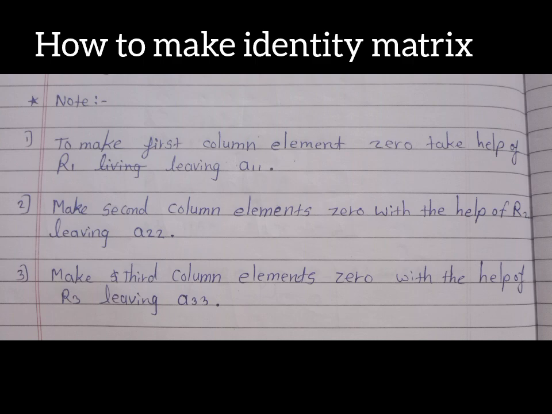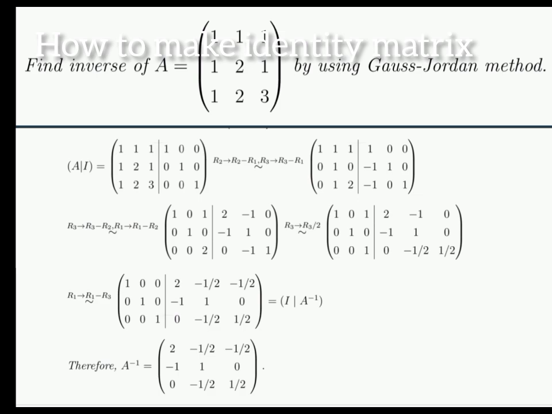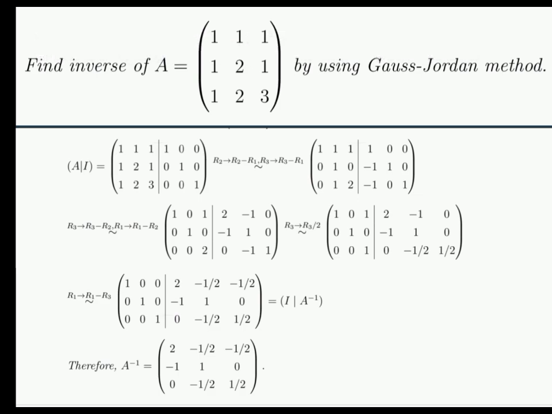Then the given matrix is converted into identity matrix and identity matrix is converted into A inverse. Then we get I A inverse form. There are some examples of Gauss-Jordan method.